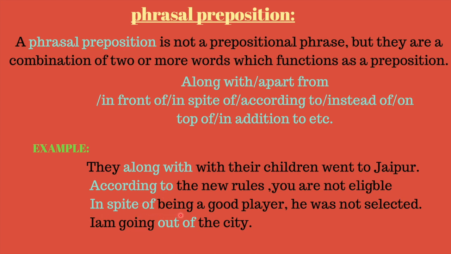In spite of being a good player, he was not selected. In spite of, phrasal preposition. And finally, I'm going out of the city. So out of is a phrasal preposition. As you can see, it's a combination of two or more words working as a preposition. Earlier we had studied single words, but here it is a combination of two or more words, but the function remains the same. That is why it is called a phrasal preposition.